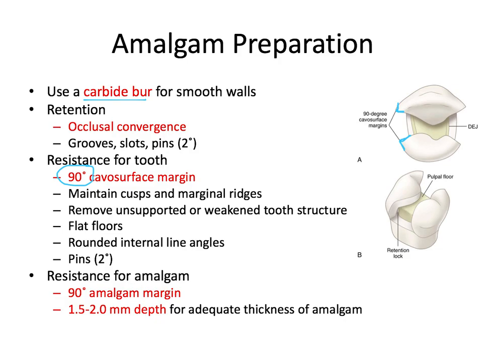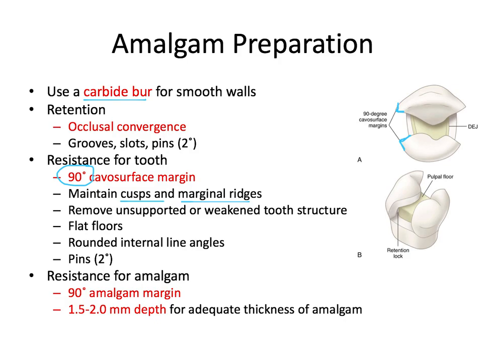That's really, really helpful. We also want to maintain cusps and marginal ridges. Those are the parts of the tooth that offer the most strength. We want to remove that unsupported or friable enamel that we talked about before. We want to maintain flat pulpal and gingival floors, rounded internal line angles, and pins can offer secondary resistance as well. So that's just a review of all the things we talked about.